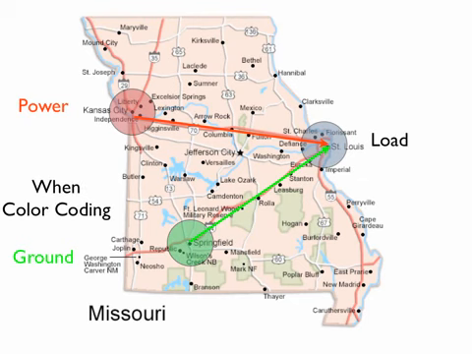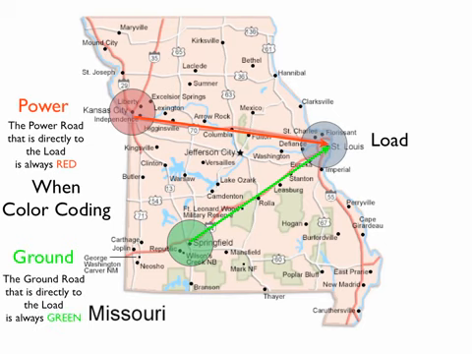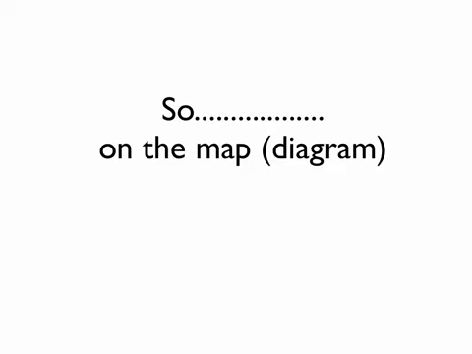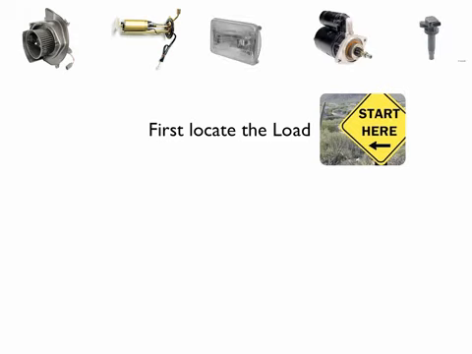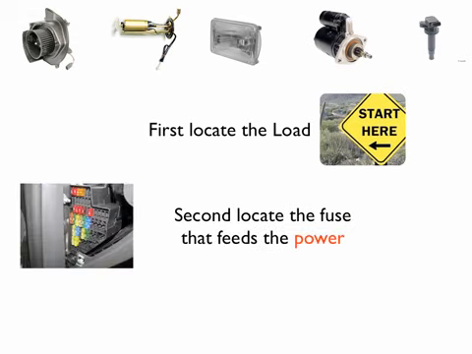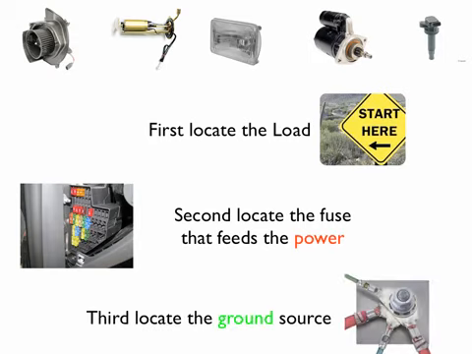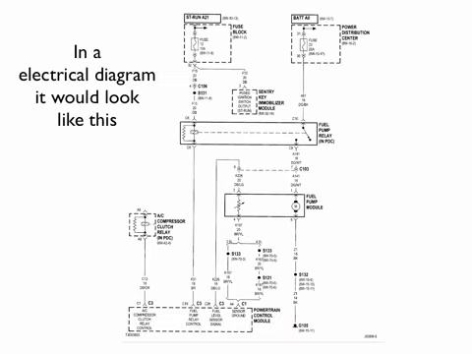When you're color coding, the power road that goes directly to the load is always colored red, and the ground road that goes directly to the load is always colored green. That's true on our electrical diagrams. So on the map or on a diagram, the first thing to do is locate the load. A load is a device that consumes the power. It does work, like a light bulb, a blower motor, or a coil. The second thing to do is locate the power source, or the fuse that feeds the power. And the third is to locate the ground source, where the ground originates.